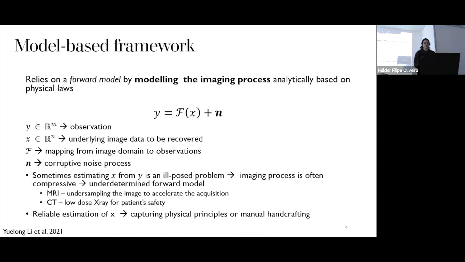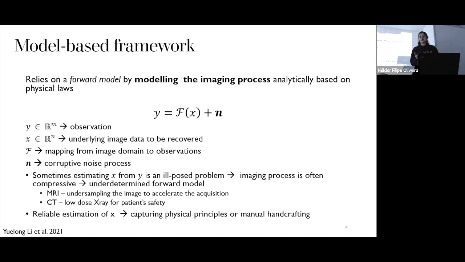A model-based framework relies on a forward model, that is, modeling an imaging process using physical laws. Y is the observation that we see, X is the underlying signal that we want to recover, plus noise. And the function F is the mapping from the image domain to the observations that we perceive.